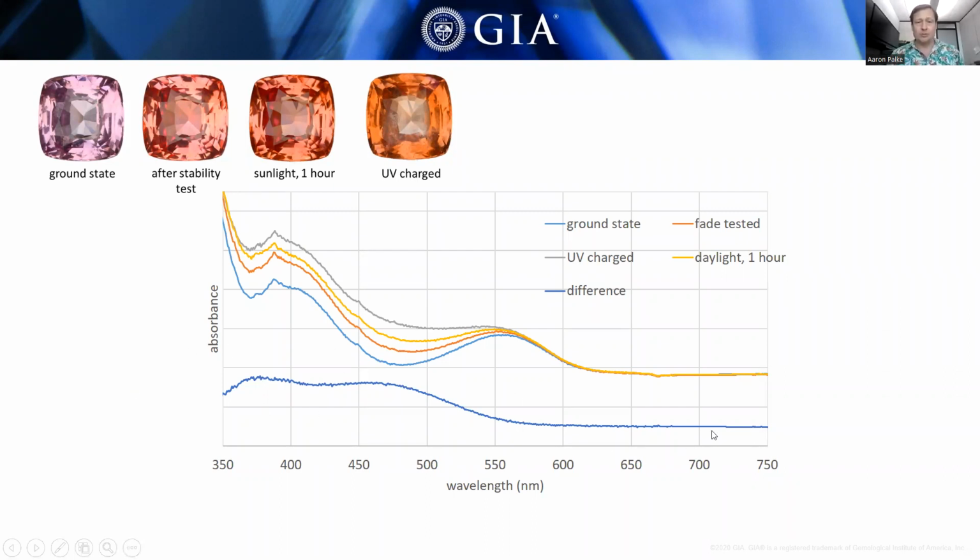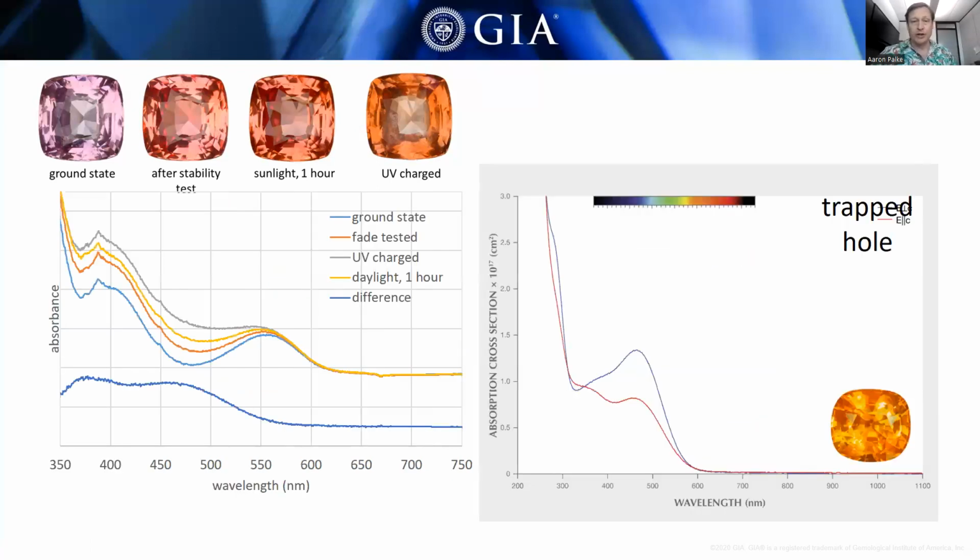Now the spectrum on the bottom is what I call the difference spectrum. So I subtracted two of these spectra to see what chromophore was changing as it was being charged. And this chromophore is actually what I called the trapped hole coloration chromophore. So we're able to induce this artificial, unstable trapped hole coloration in these sapphires with exposure to UV light. So again, we can see the similarity in these two spectra here. We get an intense absorption band at about 480 nanometers, causing this unstable coloration.